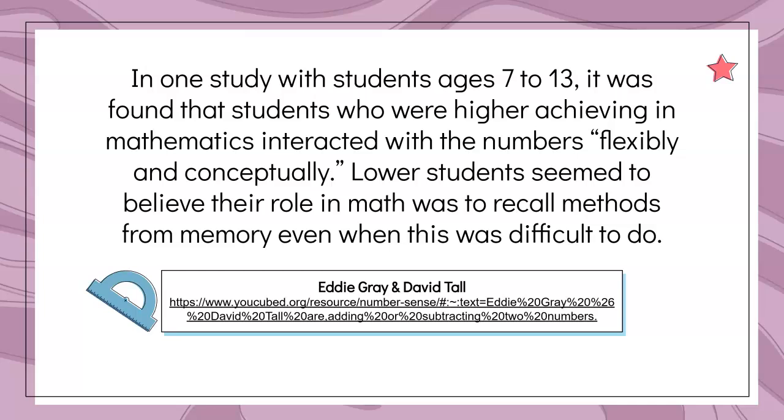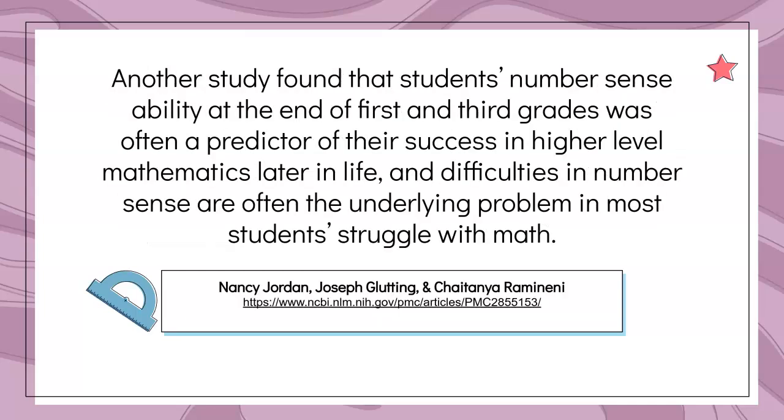Lower achieving students seemed to believe that their role in math was to recall methods from memory, even when that was difficult to do. So they thought, oh, I needed to memorize a strategy, I needed to memorize a fact, a set of rules, or something like that, and that will get me my answer if I plug a bunch of numbers into those methods. And that's not necessarily our best solving strategy. Our best solving strategy is thinking through with number sense how we are solving our problems. So it's important that we're developing that so that our students can have more achievement in math.